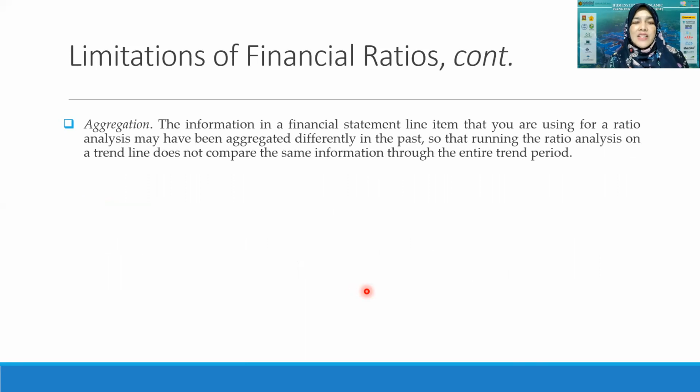Okay, aggregation. The information in financial statement line items that you are using for ratio analysis may have been aggregated differently in the past. So running the ratio analysis on a trend basis does not compare the same information through the entire trend period. That's why analysts need to understand how accounts are presented, and also understand the accounting policy used by the company. That's why looking through the notes to the accounts is very important, right?